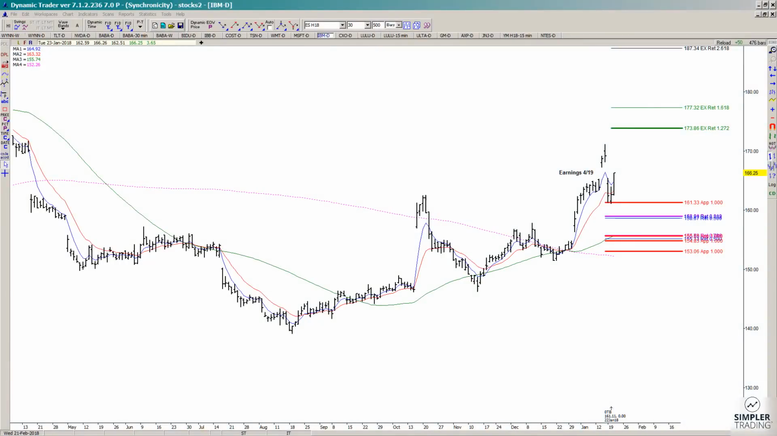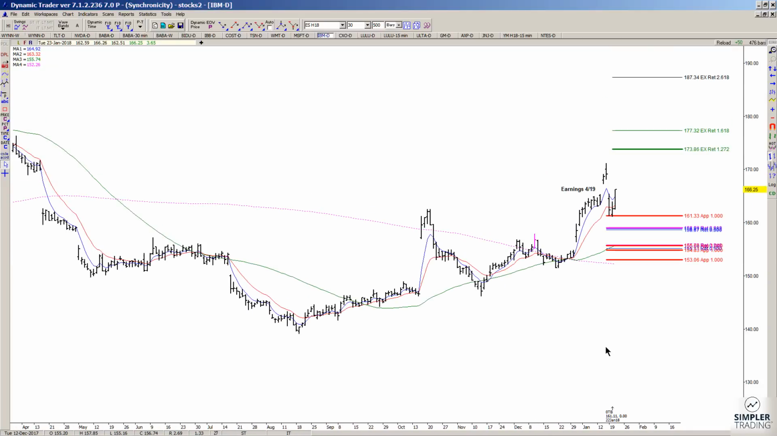In today's video, we're just going to take a look at a simple setup that we had today in IBM. And I will tell you that I didn't know if this support would be good. I just know that I have potential support, and then I coordinate that with what I like to call a price trigger that tells me that it's worth placing a bet against the zone.